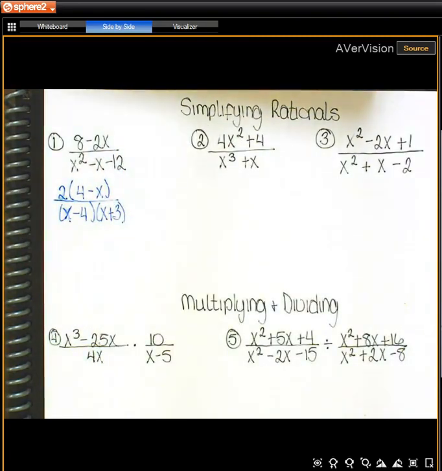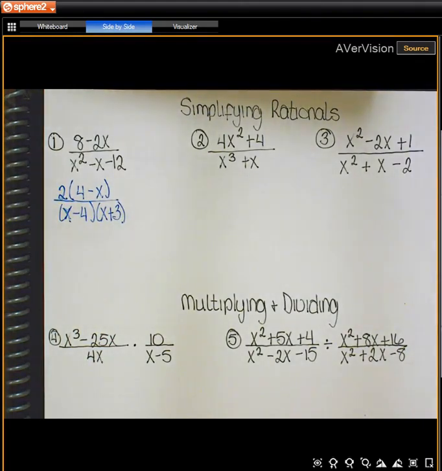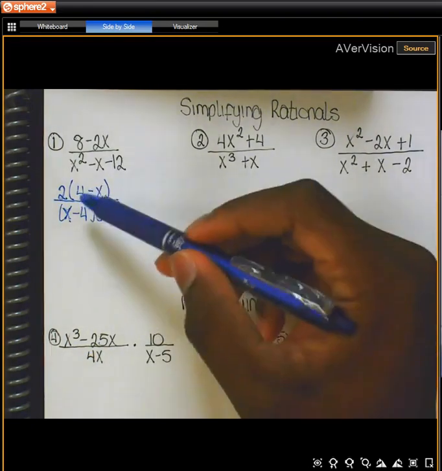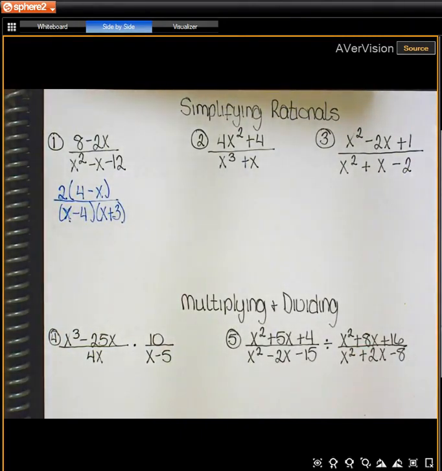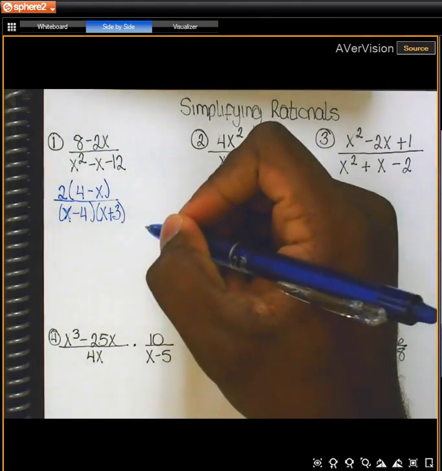All right. Now what? Can we cancel? Are they the same? So this one is 4 minus x. This one is x minus 4. They're not the same. But we can make them the same. How? Any ideas?